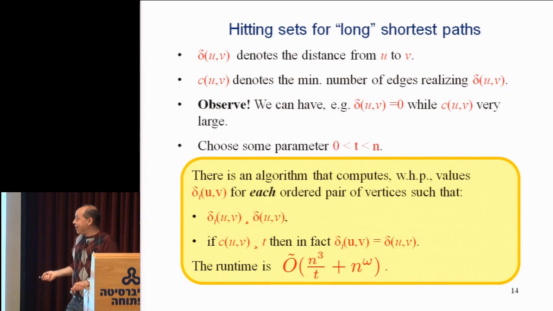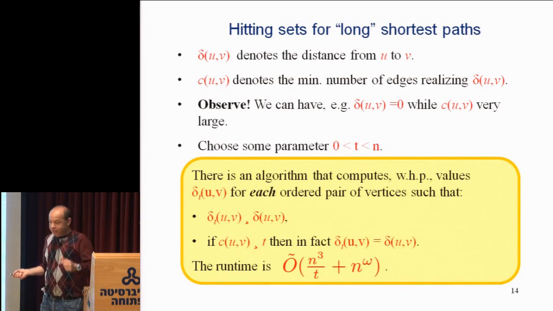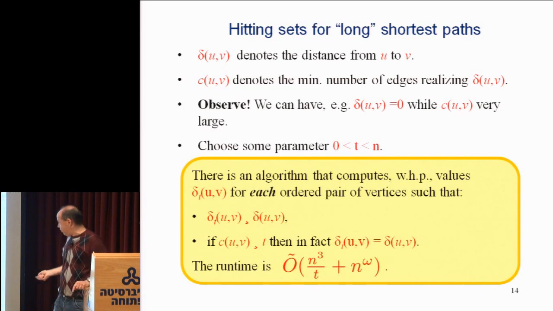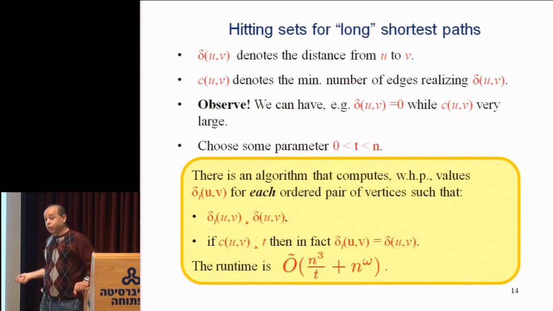Actually, this delta sub t would be an actual value of a path. If it's an actual value of a path, it will always be at least as large as delta. But whenever the count on the number of edges, C_UV, is greater or equal to t, then this approximation would be exact. It will be exactly the value of delta UV. And the point is that we'll be able to do it fast.